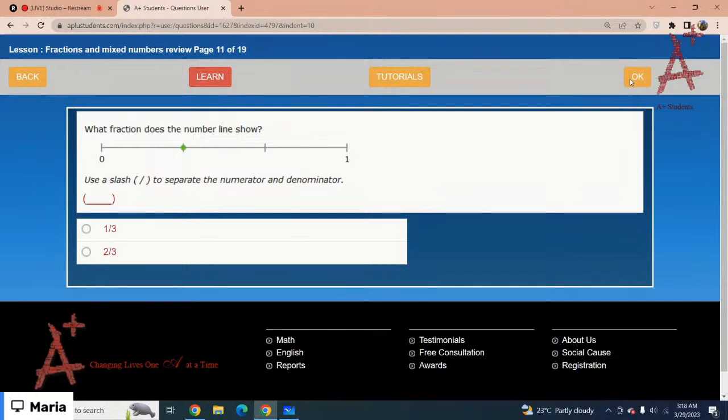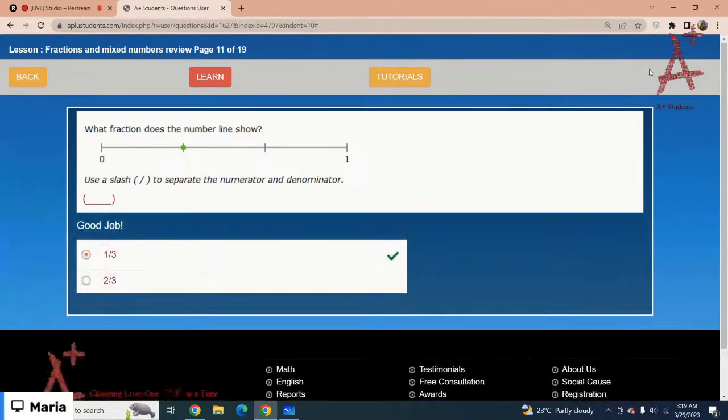Okay, what fraction does the number line show? Which is the correct option? It would be 1 over 3. Got it? The total segments are 3, just 1 out of 3.